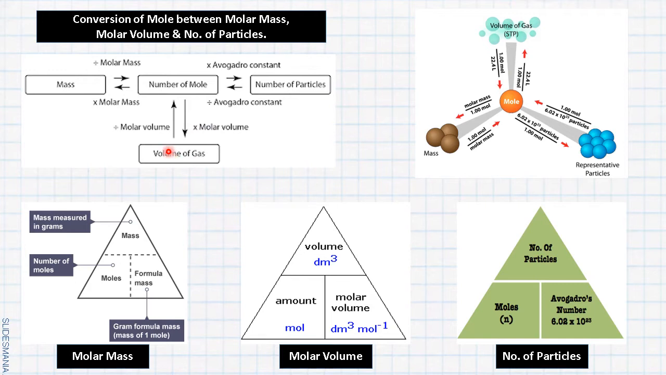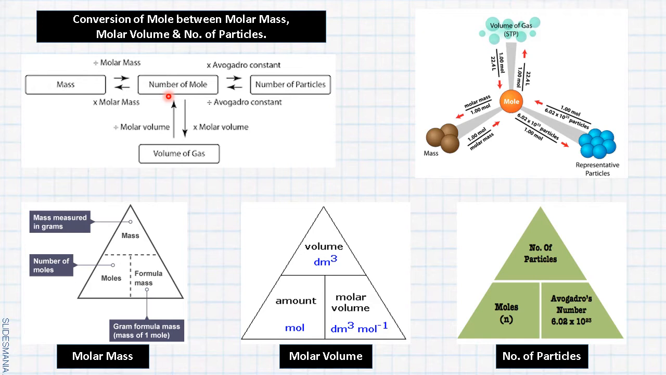So this is the diagram showing the conversion of mole between molar mass, molar volume, and number of particles. So you always apply this kind of formula during secondary school. If you want to find mole, you must divide it by molar mass, divided by number of Avogadro, and divided by the molar volume, either is STP or room temperature. So this concept is still correct.